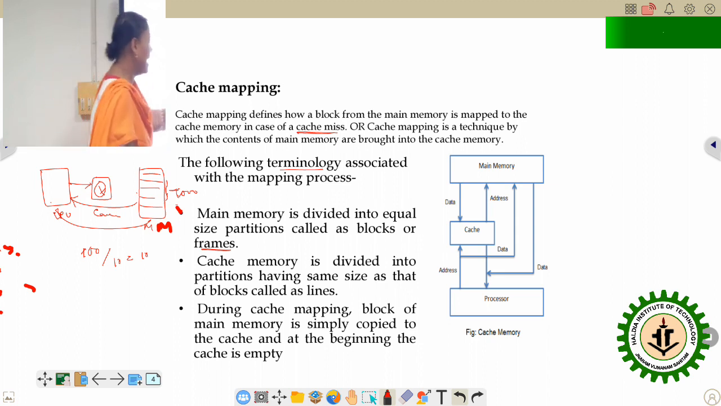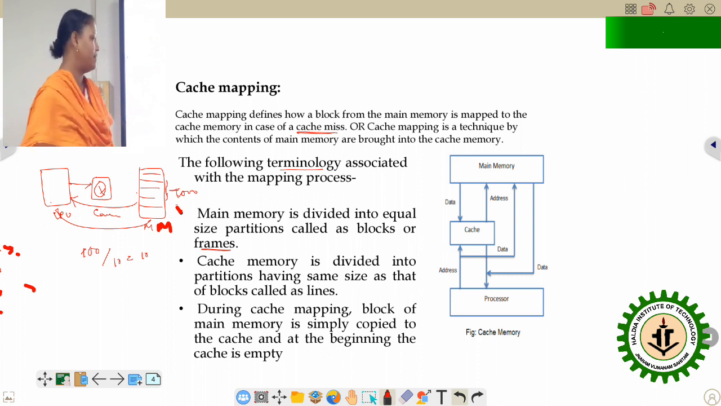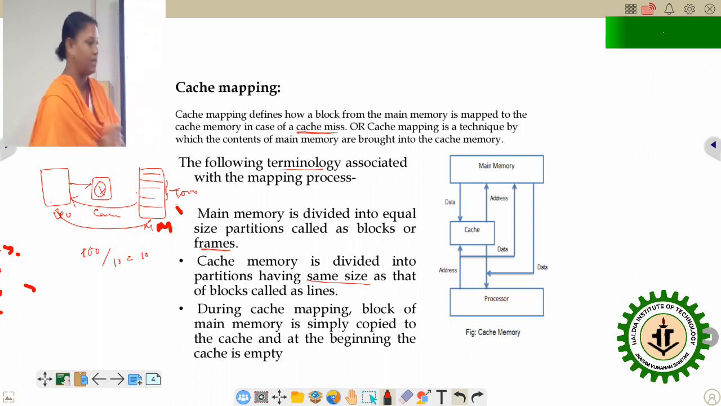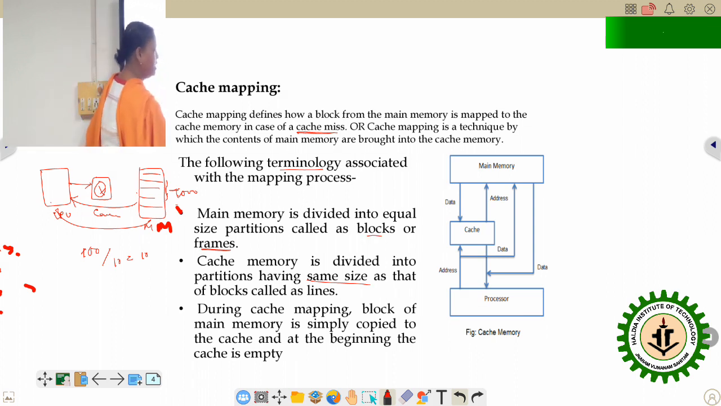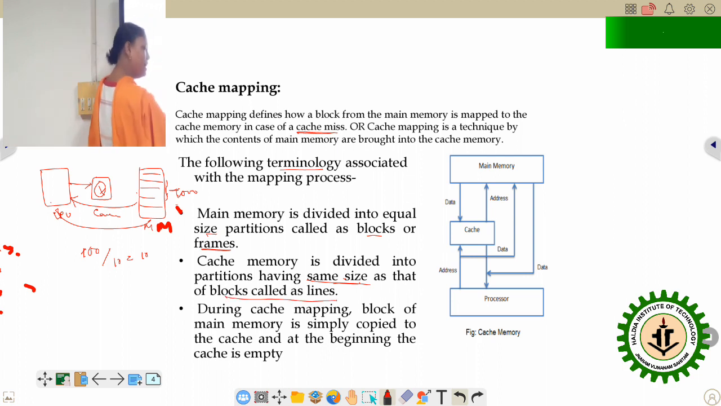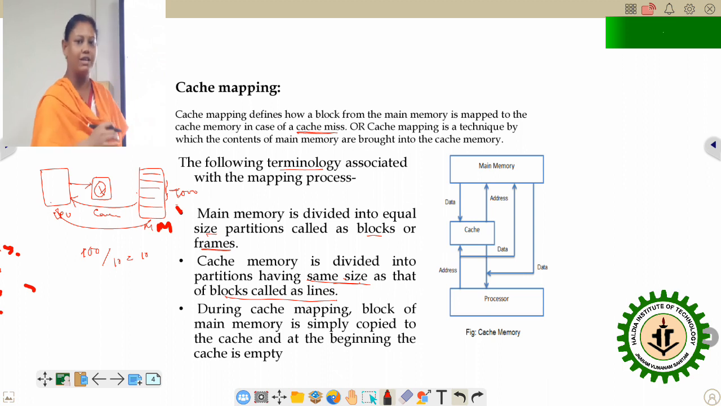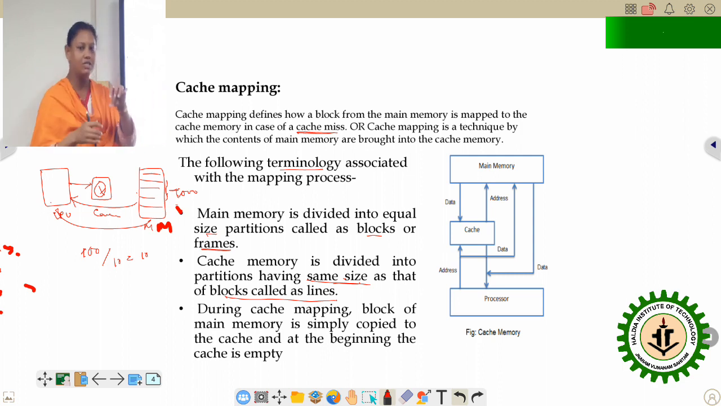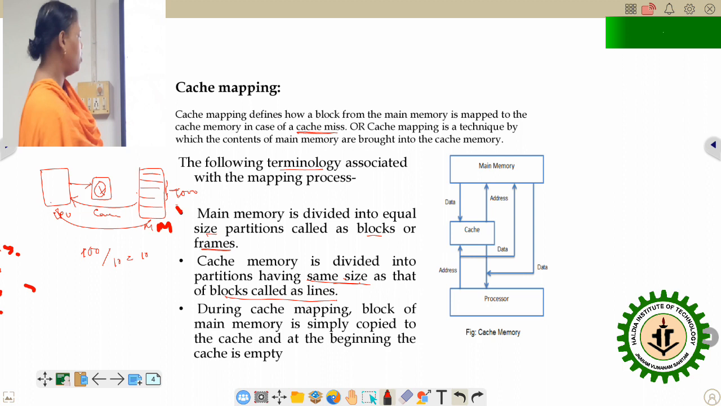In this way, cache memory is also divided into partitions having the same size. This is also one important term, the same size. That is, the block size of main memory and this size of cache memory are both the same. This is known as the line. So for main memory it is known as frame, for cache memory it is known as line, but the size of the block is the same, that is, the number of locations in main memory and in the cache memory are both the same.